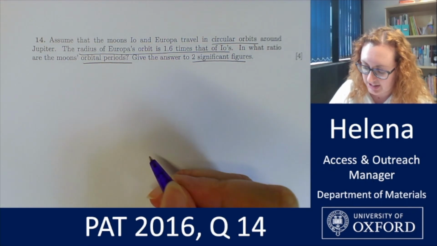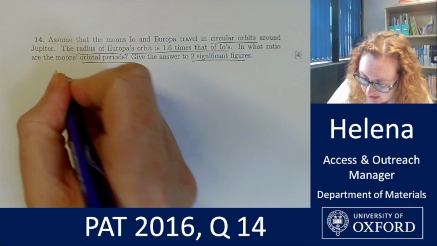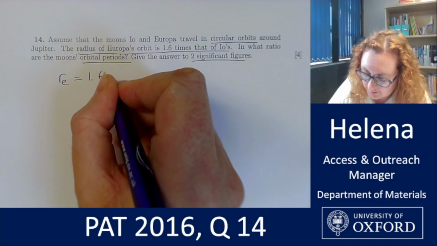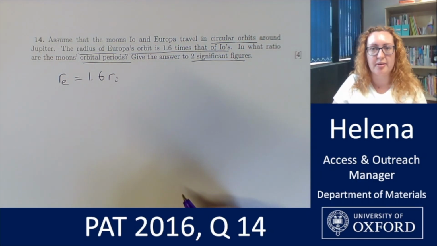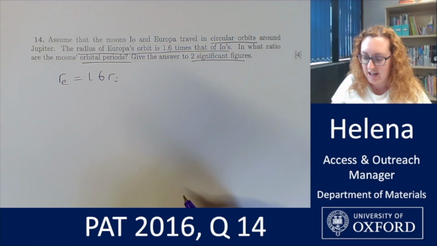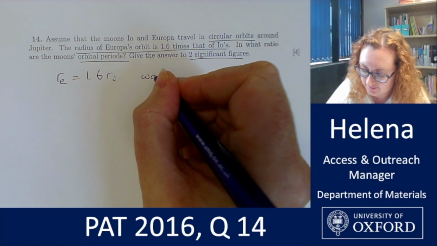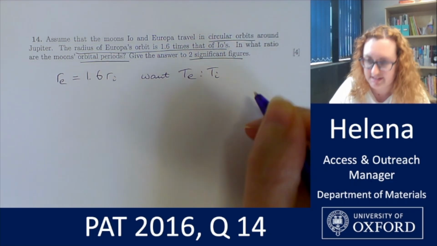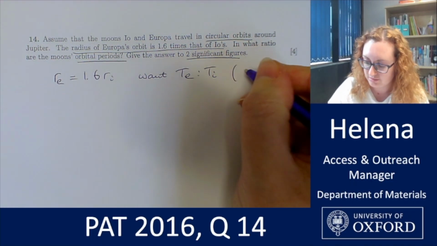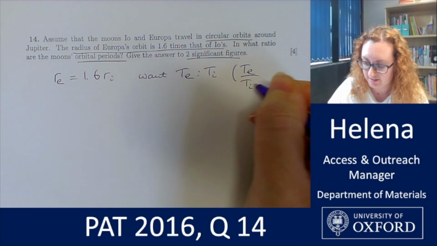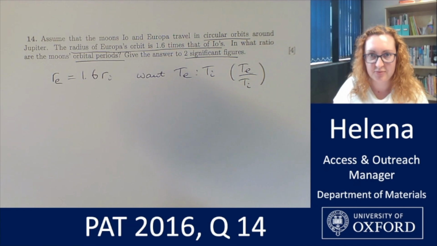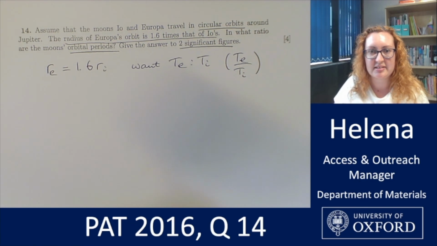Okay, so what are we told in the question? We're told that the radius of Europa's orbit, RE, is 1.6 times the radius of Io's. And we want to find the ratio of the orbital periods, so TE to TI, or as a fraction, TE over TI. That's another way we can write that ratio. Okay, so first things first, let's consider the forces.